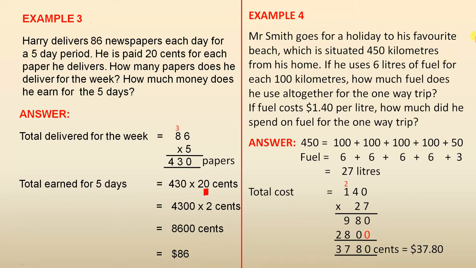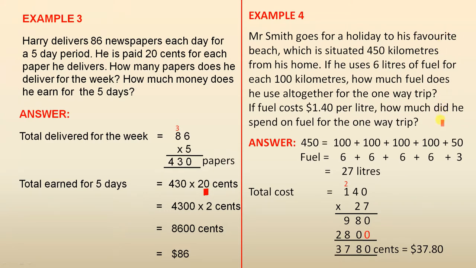And the last example. Mr. Smith goes for a holiday to his favourite beach, which is situated 450 kilometres from his home. If he uses 6 litres of fuel for each 100 kilometres, how much fuel does he use altogether for the one-way trip? If fuel costs $1.40 per litre, how much did he spend on fuel for the one-way trip?